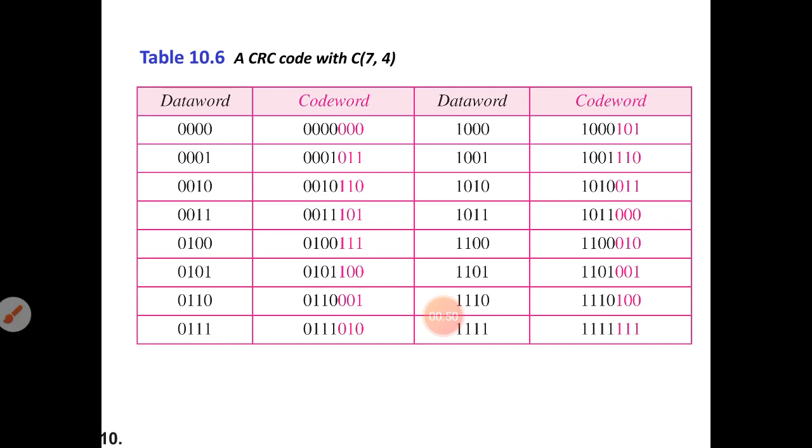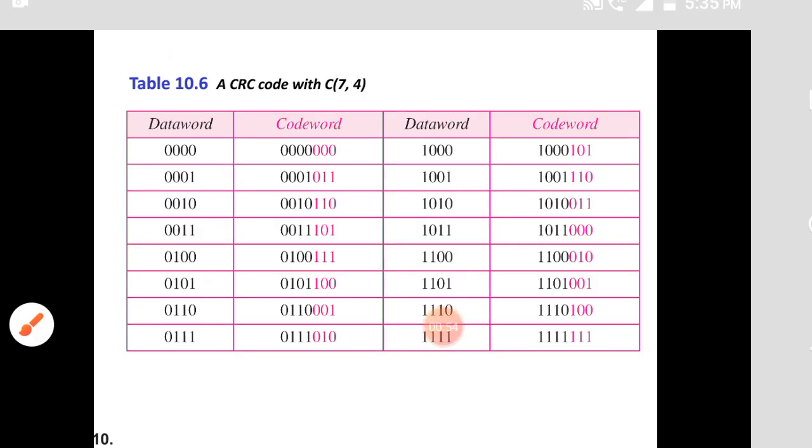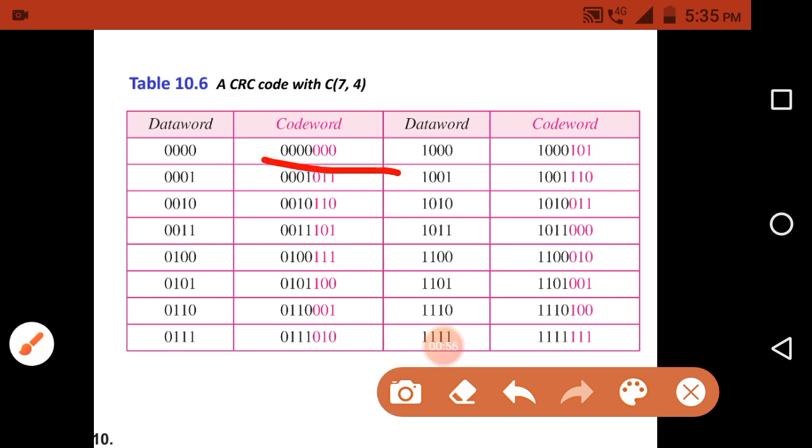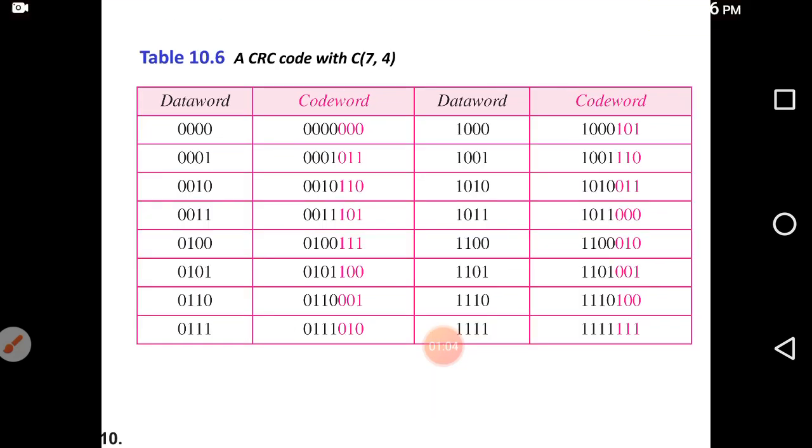With the size 7 comma 4. 7 is the size of the code word, and 4 is the size of the data word. So what is the size of the code word here? 7, and the size of the data word is 4. Now we will see how we get another code word by performing a cyclic shift on one code word.